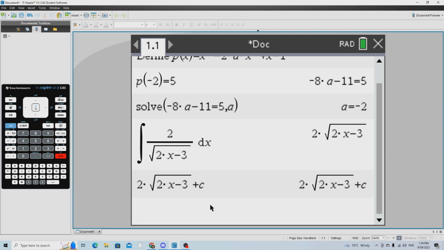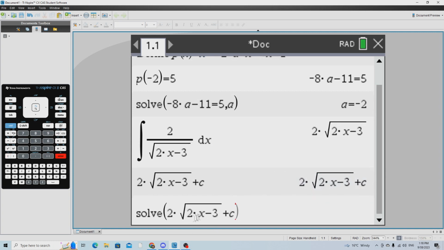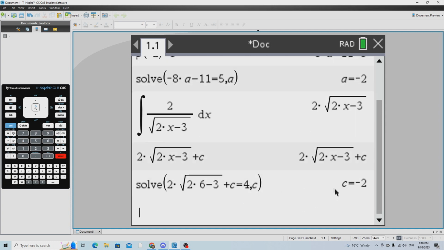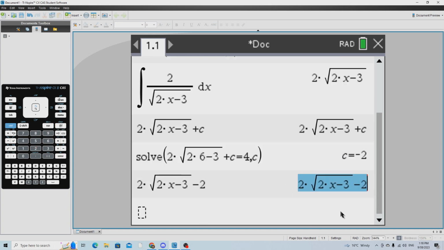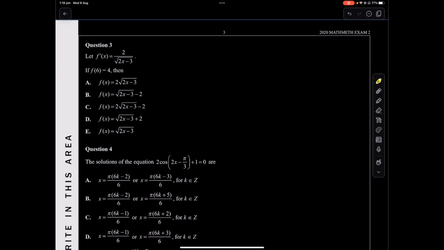Now what we want to do is solve this whole equation over here, given that we know that your x value is 6 and your overall y value is 4, comma c. And we found out that c equals negative 2. So writing this whole equation, this should be your answer over here. So which one looks like that? C looks like the right answer over here.